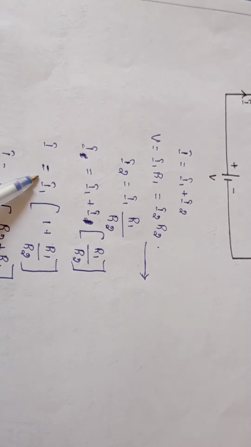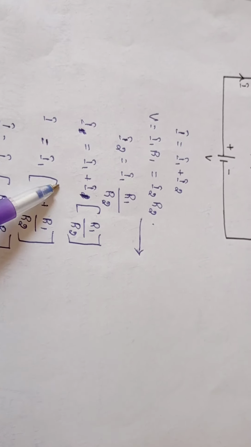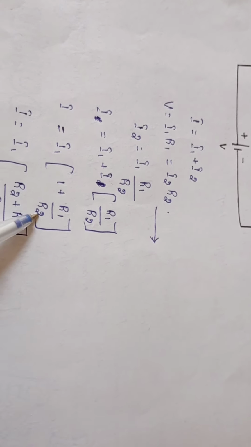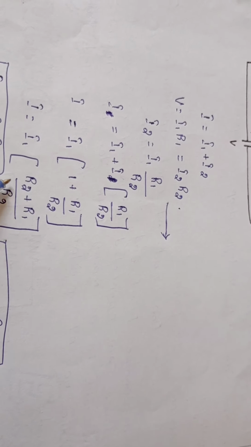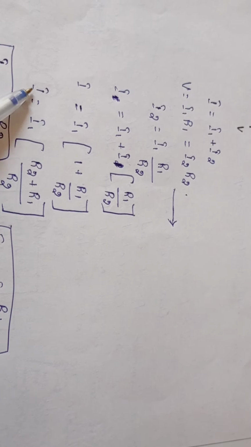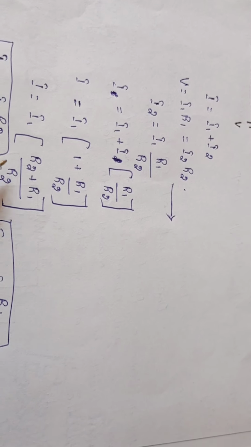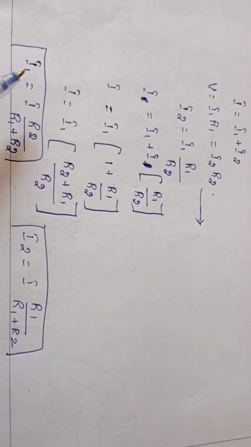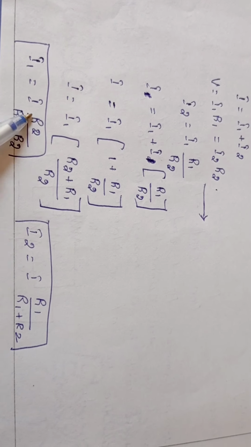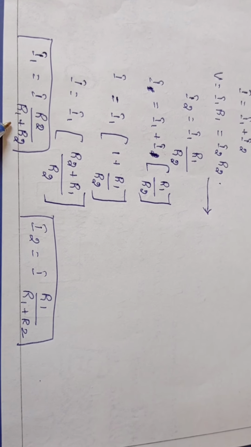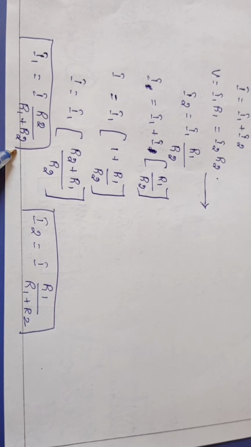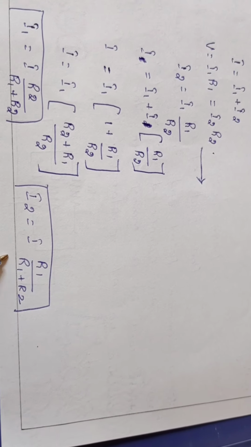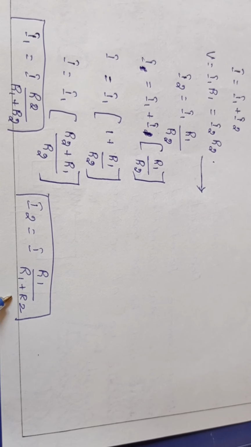Therefore, I is equal to I1 taking common into 1 plus R1 divided by R2. Therefore, taking LCM, I is equal to I1 into R2 plus R1 divided by R2. Therefore, I1 is equal to I into R2 divided by R1 plus R2. I2 is equal to I into R1 divided by R1 plus R2.